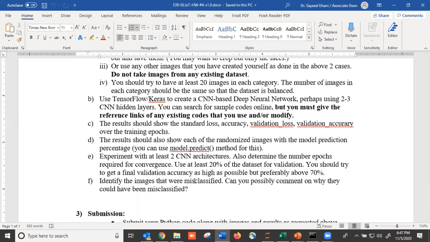Try to do it a different number of times, all right? It's possible that the first time around you get some excellent results. Next time you just rerun it, you may get terrible results, okay? So you experiment with this so that you get a good feel of how the convolutional neural network works.